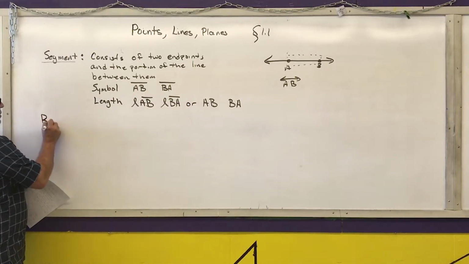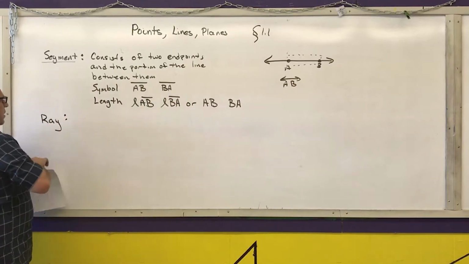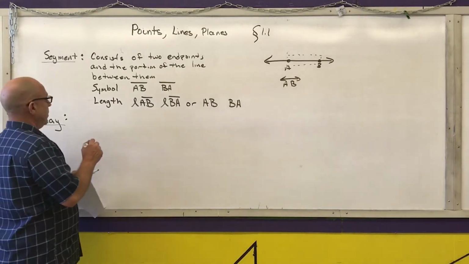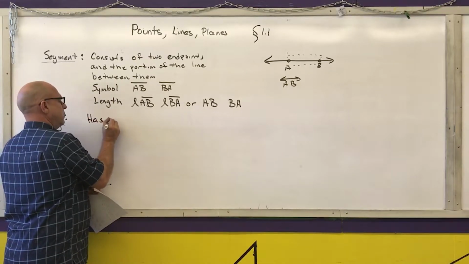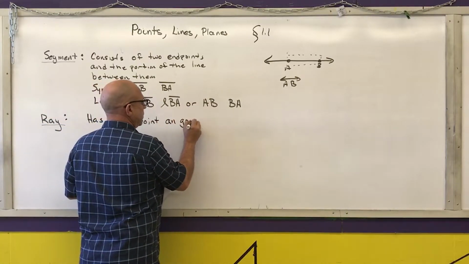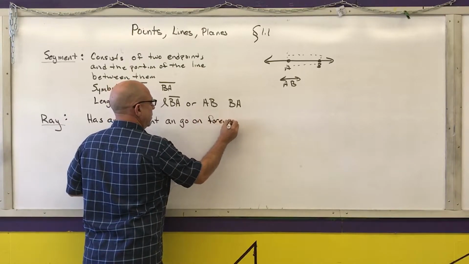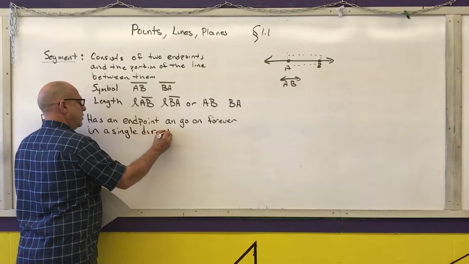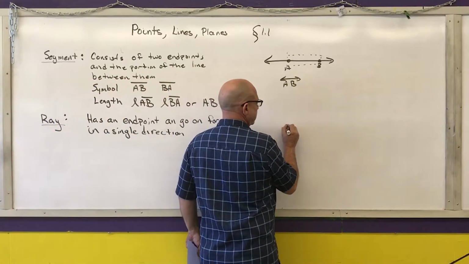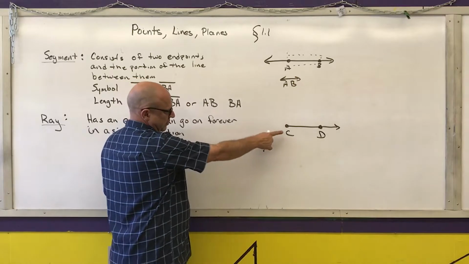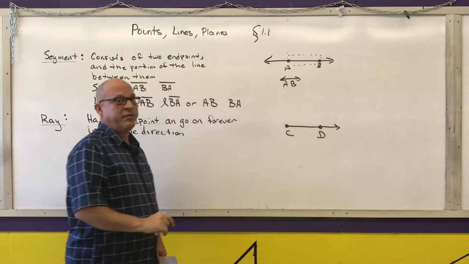Next item I want to talk about is a ray. A ray goes on forever in one direction. So a ray has an endpoint, and it will go on forever in a single direction. The endpoint of this ray is the point C, and it goes through another point.